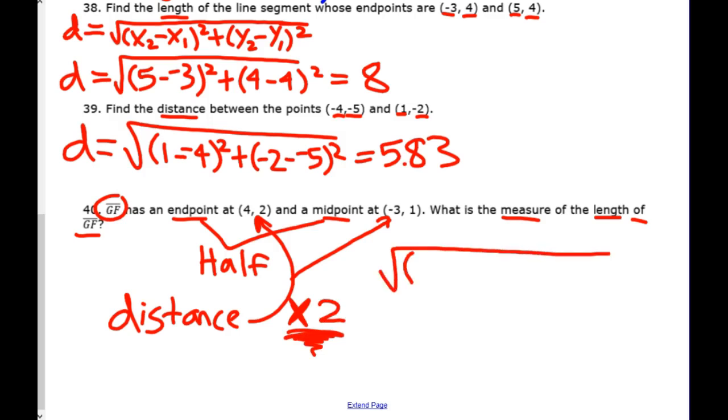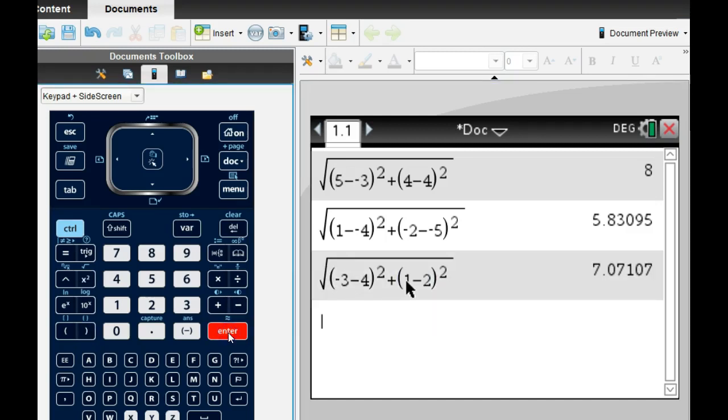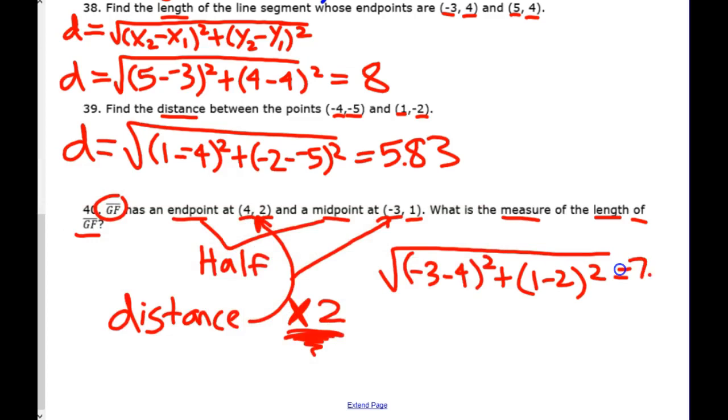So x2 minus x1, so negative 3 minus 4 squared plus 1 minus 2 squared. Take that to the calculator. Negative 3 minus 4 parentheses squared plus parentheses 1 minus 2 parentheses squared, and then hit enter. 7.07. Now that's cool and all. That's the distance between these two points, which is only half. So, again, if you put that, that's not the right answer, okay?